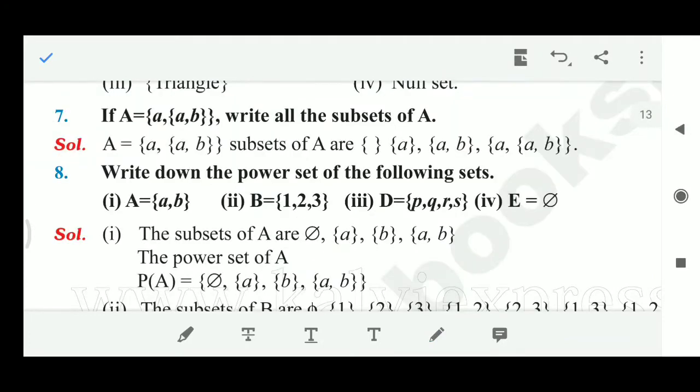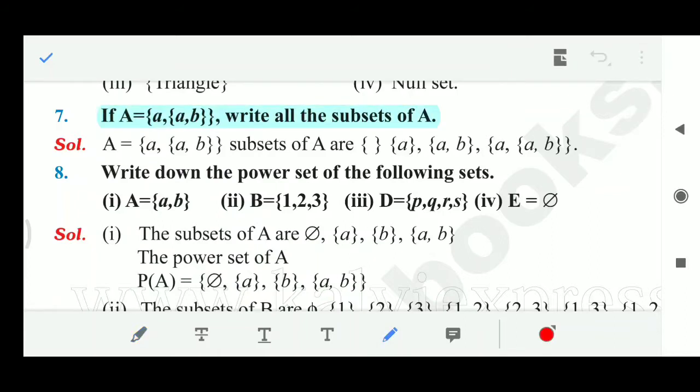Next, in the seventh sum, if A is equal to the set containing the elements a and {a, b}, write all the subsets of A. In this set A we have only 2 elements, one is a, the other one is {a, b}. So the subsets are the null set, {a}, {{a, b}} and {a, {a, b}}. So these 4 are the subsets of A.